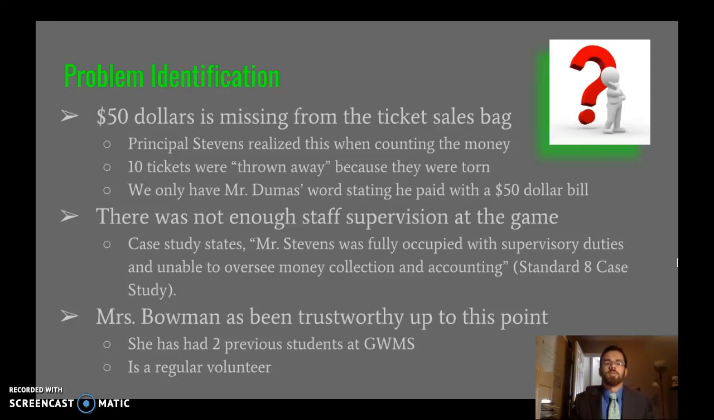Problem identification. What's the problem? Obviously, $50 is missing from the ticket sales bag. Real quick, Principal Stevens realized this when counting the money. Remember, he did that with the security guard. 10 tickets were thrown away because they were torn. We only have Mr. Dumas's word stating he paid with a $50 bill. So there's a lot of different stories going around and a lot of different things that could change the story, and we just don't know them. So that's definitely a problem.